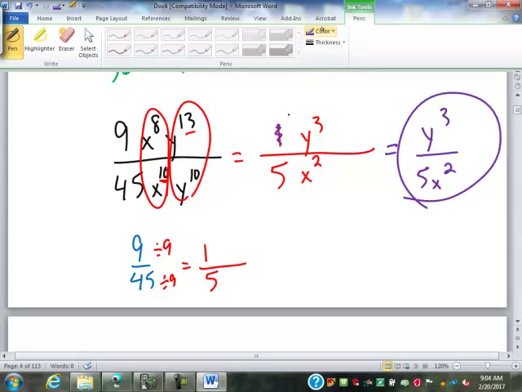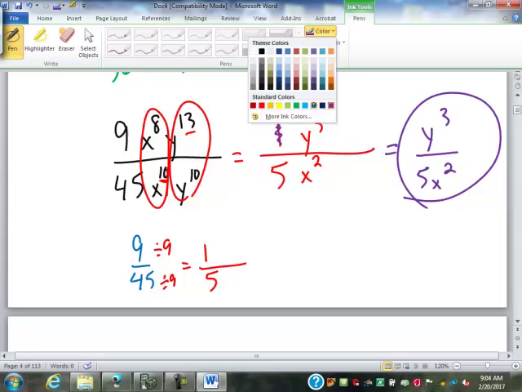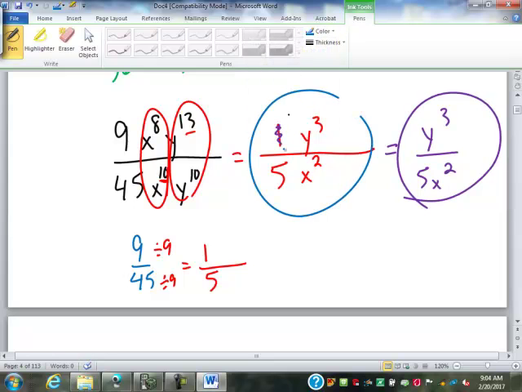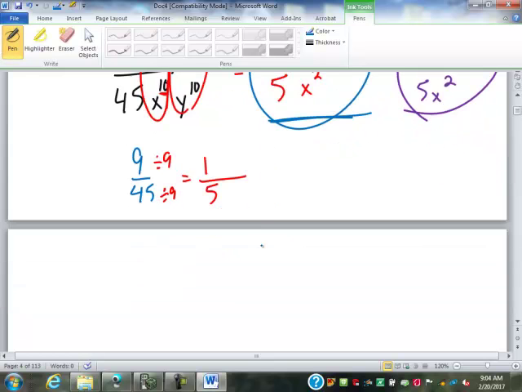Now, it would not be wrong. It would not be incorrect to have the 1 there. It's just, again, that math grammar thing. It's more proper to not have it there. If in MyMathLab you put that 1 in there and it marks it wrong, let me know and I will change that grade for you. MyMathLab can be just a little bit picky about that at times.